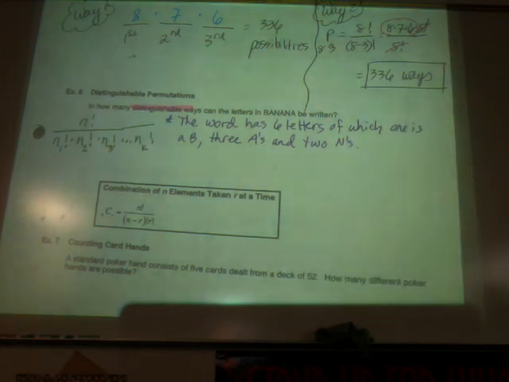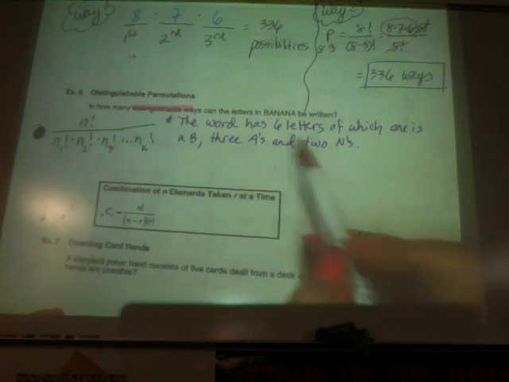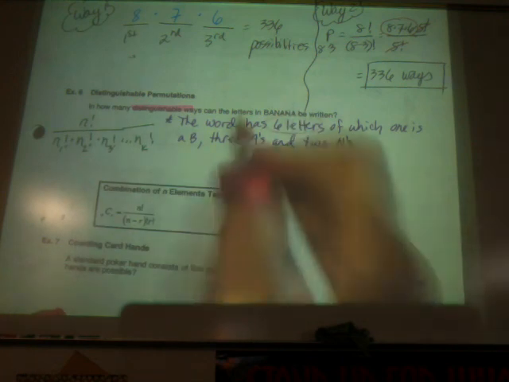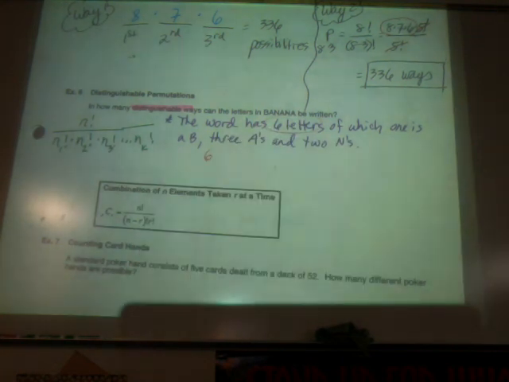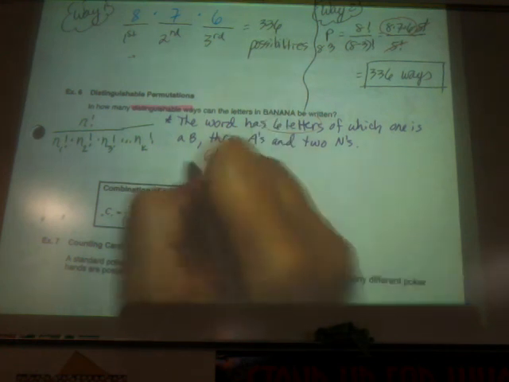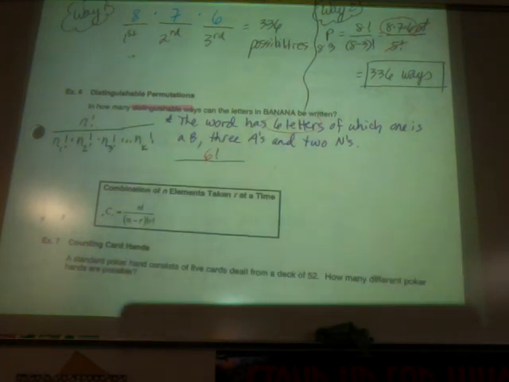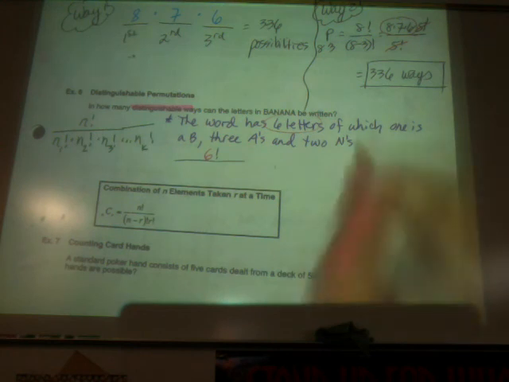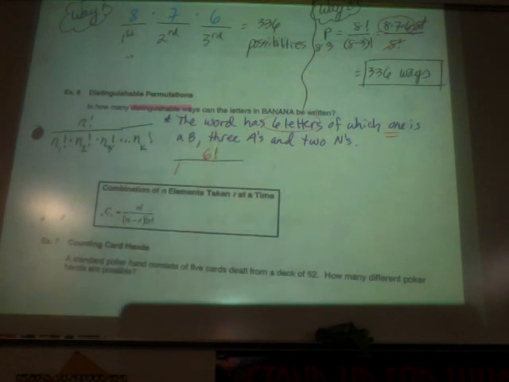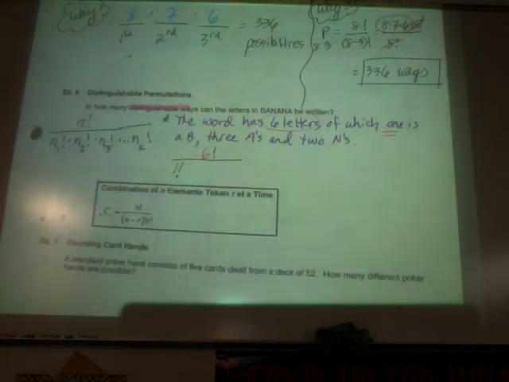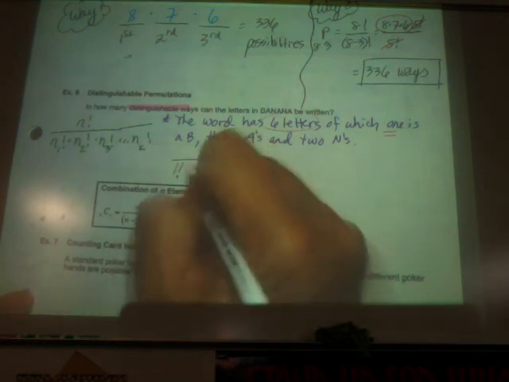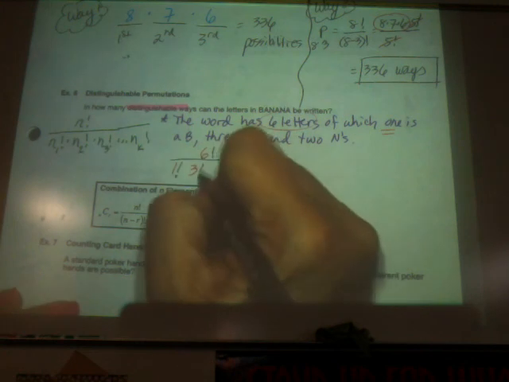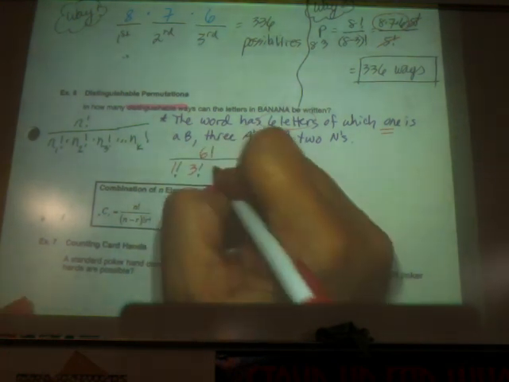So what we're going to do is substitute in for n factorial the total number of letters in the entire word. So 6 factorial goes up top. And on the bottom we represent the different letters. So we have 1 B, so technically I have 1 factorial. Does that affect anything at all? No, but that's where the B is going to come from. And then I have 3 A's, so I'm going to have a 3 factorial. And then I have 2 N's, so I'm going to have a 2 factorial.